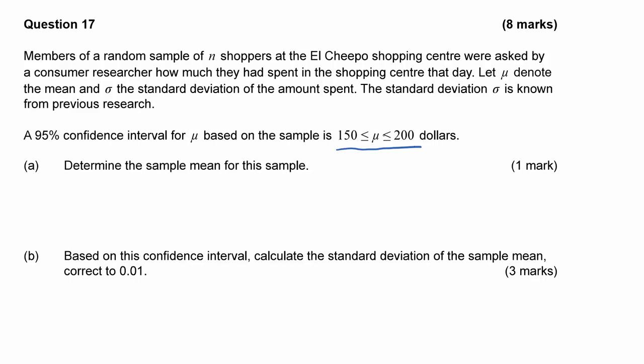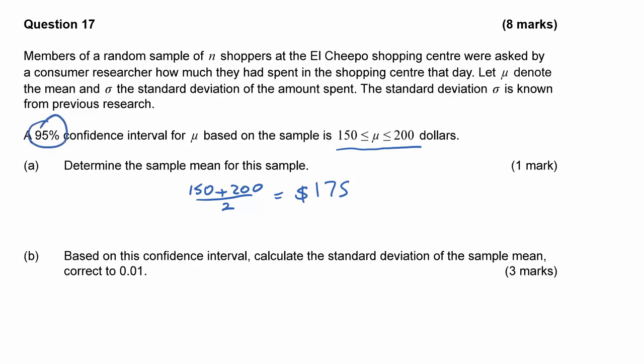Determine the sample mean. Well, it's just going to be the middle of that. So it's just 150 add 200 divided by 2, which is fairly obviously 175. Based on this confidence interval, calculate the standard deviation of the sample mean, correct to 2 decimal places.